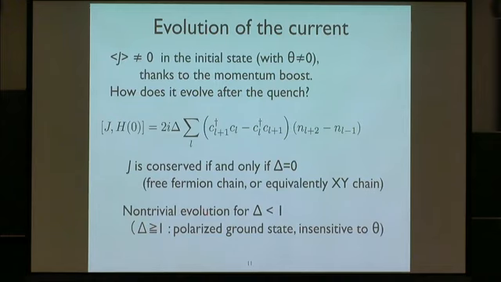Although for delta bigger than 1, you have a ferromagnetic ground state that is completely empty or completely filled. So that state is also insensitive to any flux. So we have non-trivial evolution of the current only for delta smaller than 1, and also except delta equals 0.